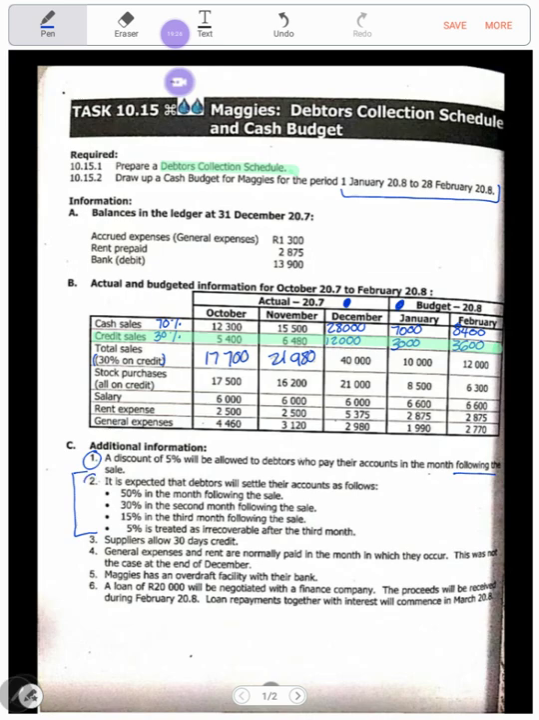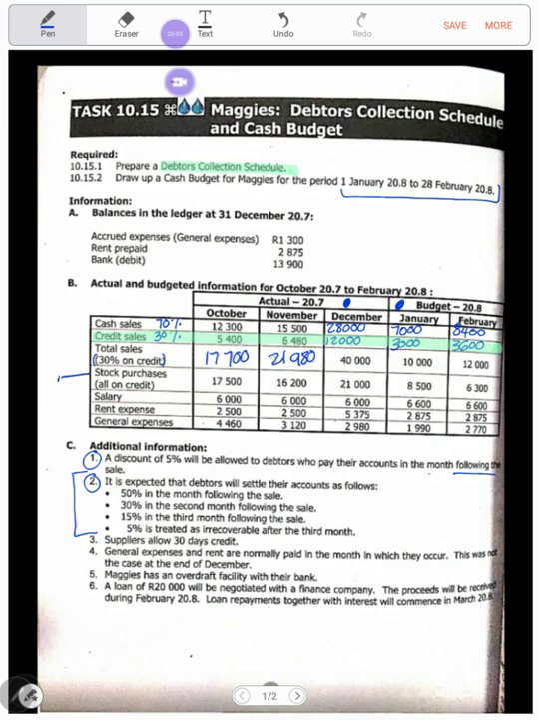We have taken 1 and 2 into account now. We have 3, 4 and 5 to go through. Suppliers allow 30 days credit. Remember, suppliers, they told us that we've purchased our stock on credit and our suppliers are allowing us to pay our debt off 1 month later, 30 days credit. All right. General expenses and rent are normally paid in the month in which they occur. This was not the case at the end of December. We'll look into that once we get to that particular account. I am looking for incomes.